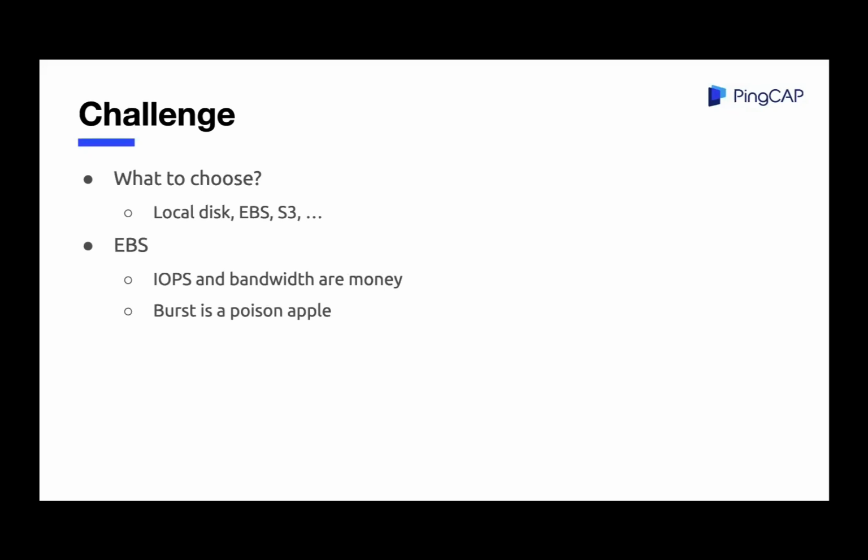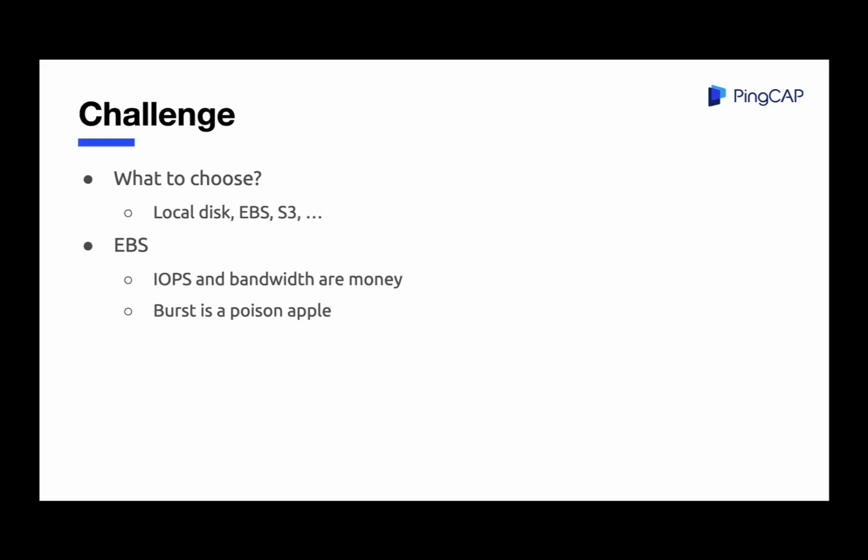Local disk is not reliable. It doesn't recover from the start. And S3, the latency of S3 is quite high, so it doesn't work in latency sensitive situations. So EBS is a balanced choice. And for EBS, the IOPS and bandwidth are money. The less you require and the less you pay.